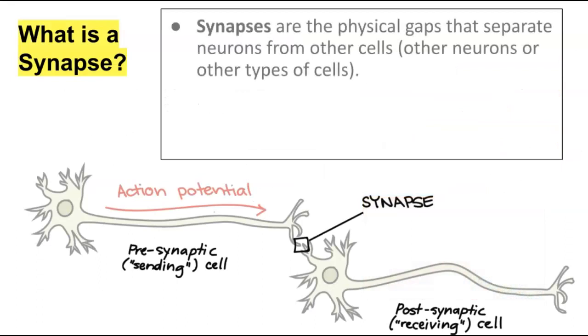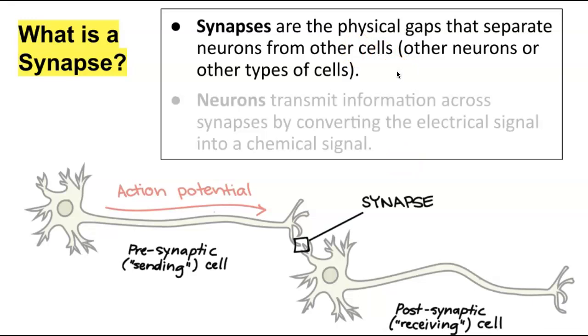What is a synapse? A synapse is the physical gap, and this always really interested me because neurons actually do not touch ever. They do not touch. So synapses are literal physical gaps that are like micrometers in length. They're extremely small, but they are physical gaps that separate neurons from other cells. And they separate neurons from other neurons or other types of cells.